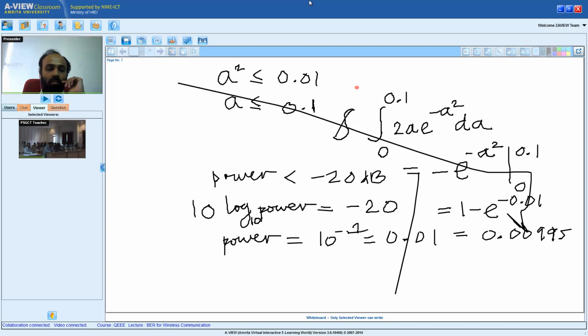9.95 into 10 power minus 3, VCAP. Yeah, thank you. Several people answered it. Thank you very much. I got it. So this has been a very fruitful interaction.